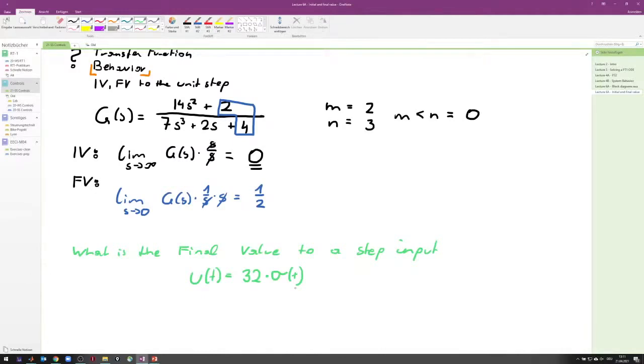I mean, you could solve the ODE, right? But please don't. So by just looking at the final value theorem, it should be actually pretty fast.